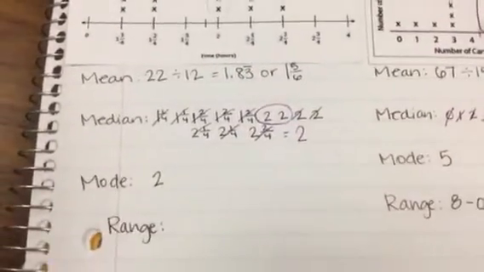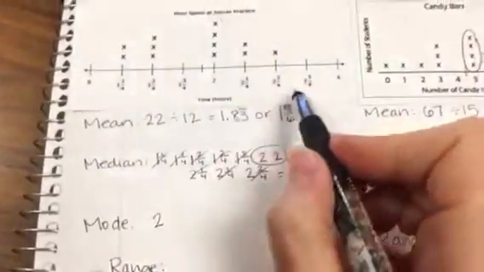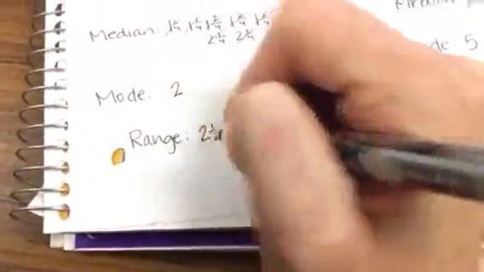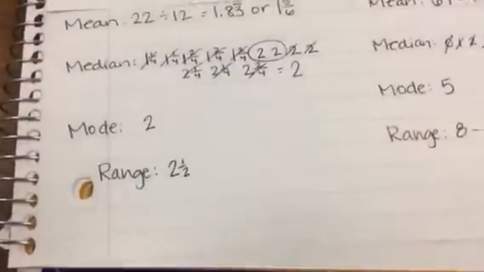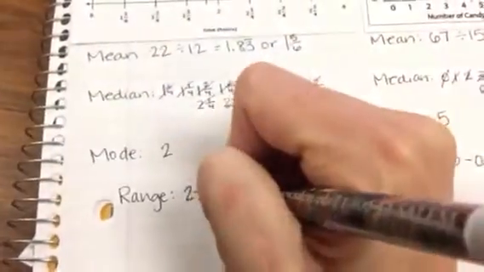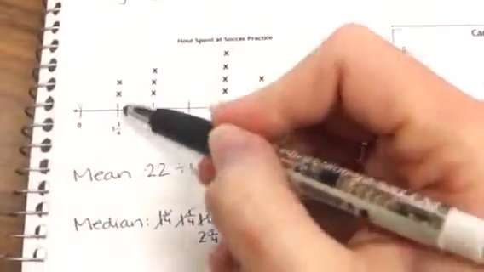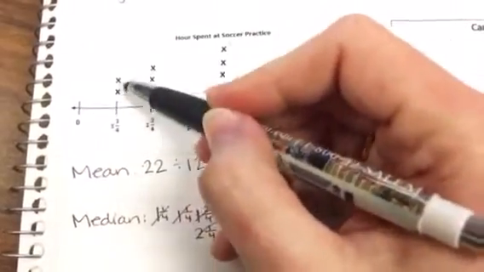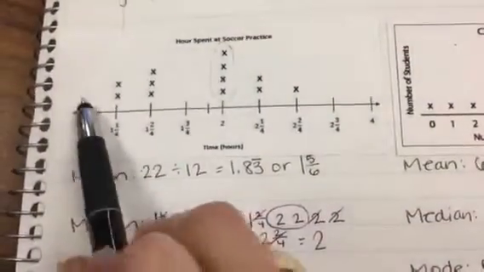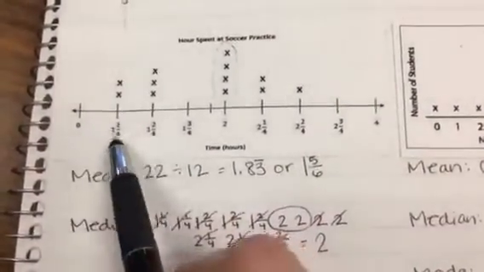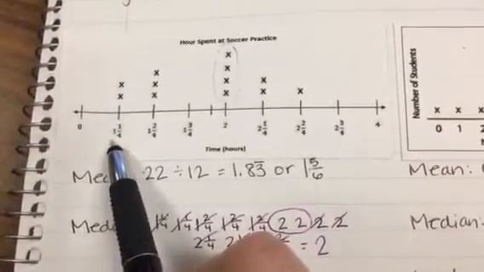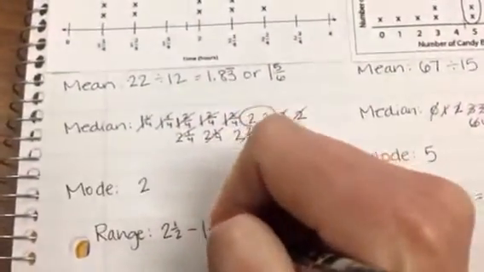And the final one says range. So I need to find the maximum value. The maximum value is 2 2/4. I'm just going to write down 2 1/2. You can certainly write down 2 2/4. There's nothing wrong with that. I'm going to subtract the smallest data value that was represented. Now, 0 is on my graph, but there's no data there, so I have to be really careful. The smallest data value represented is 1 1/4.